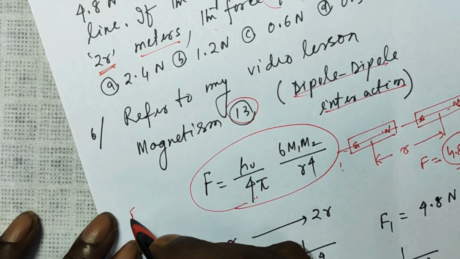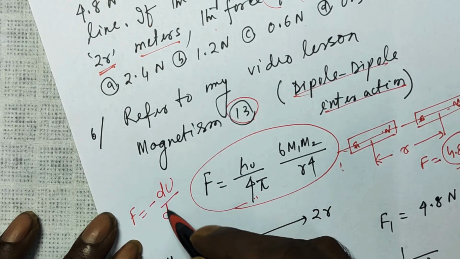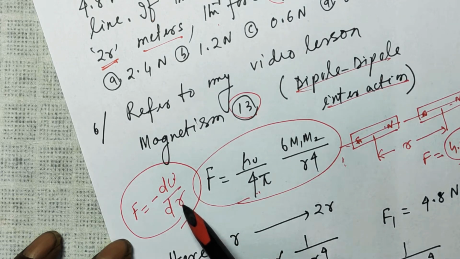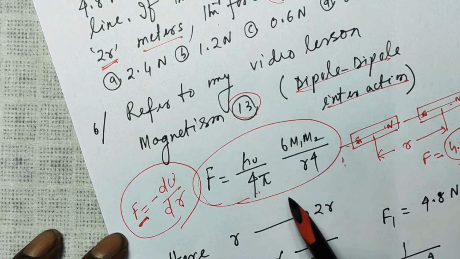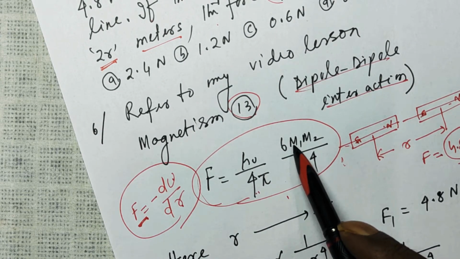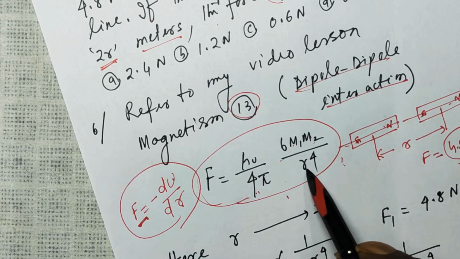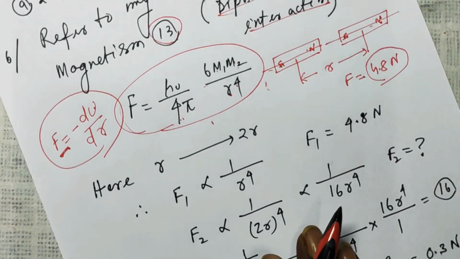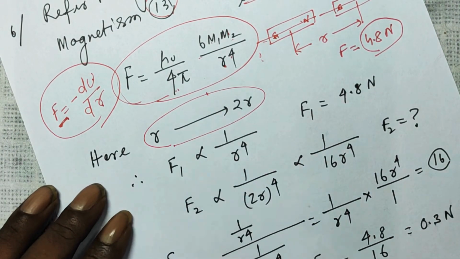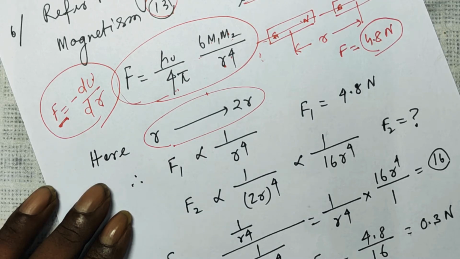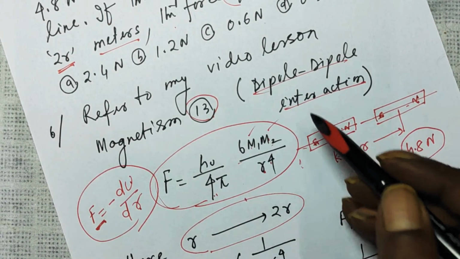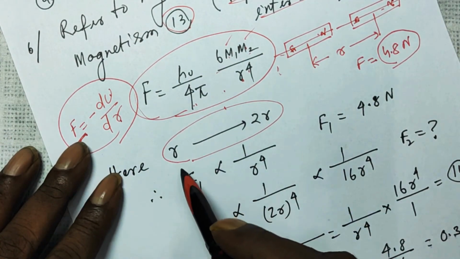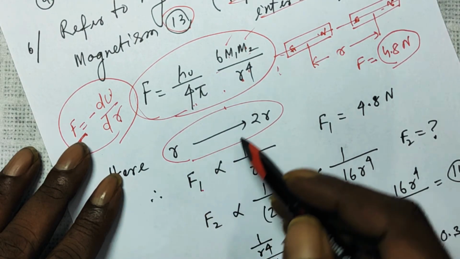The force was equal to minus dU by dr. How the potential energy was changing with respect to distance, that was the force, and I had derived this: the magnetic moment of the first one times the magnetic moment of the second one divided by r to the power 4. Very, very important. So here r becomes 2r. Only the distance has changed. Both the magnets remain the same, meaning M1, M2 remain the same. Only the distance changes.